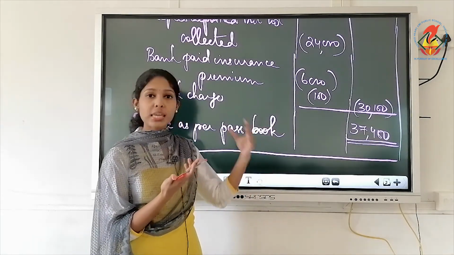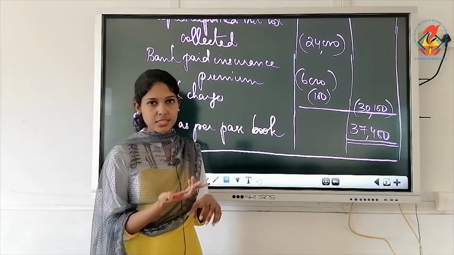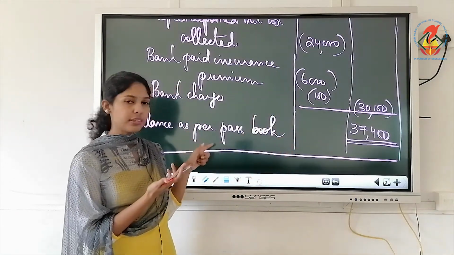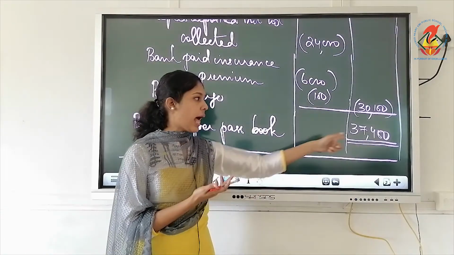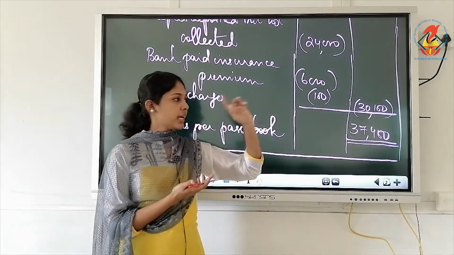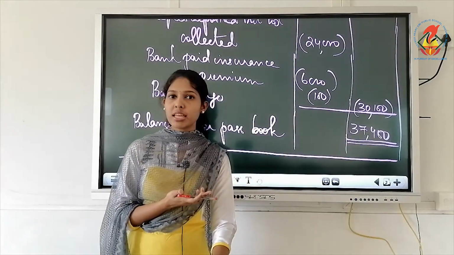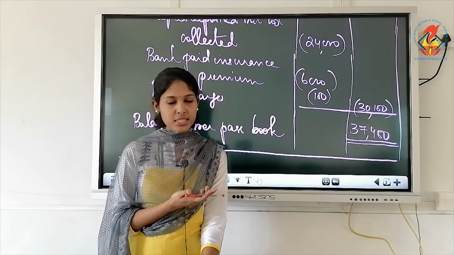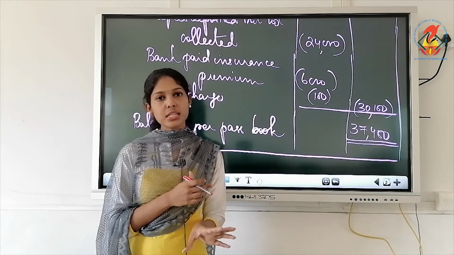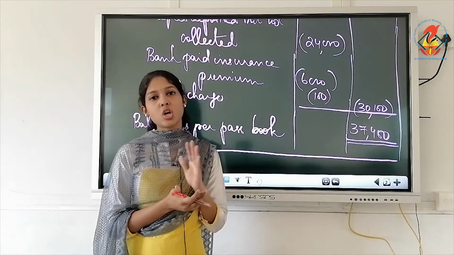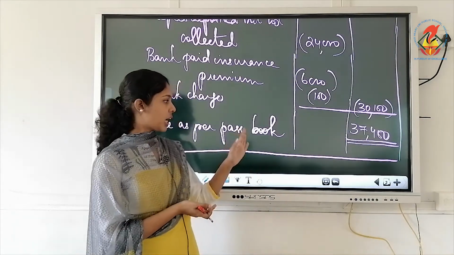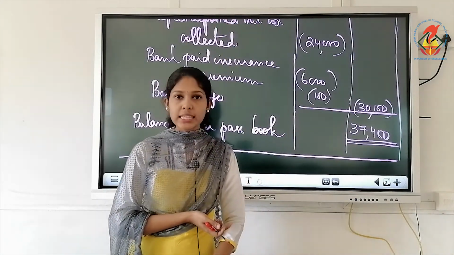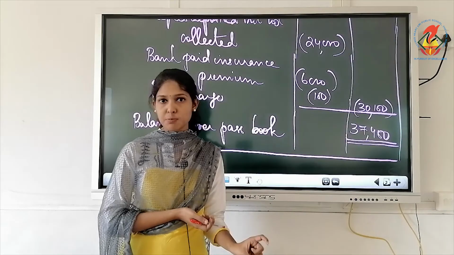Now, you can check whether your answer is correct. In these questions you can check, because finally the answer will be written as balance as per passbook and 37,400 you got. The same thing you have to check whether the same figure is given in your question. Here in this question the passbook balance is 37,400, meaning your answer is correct. Suppose you started with passbook balance, then your final answer will be 49,000, that is balance as per cash book.